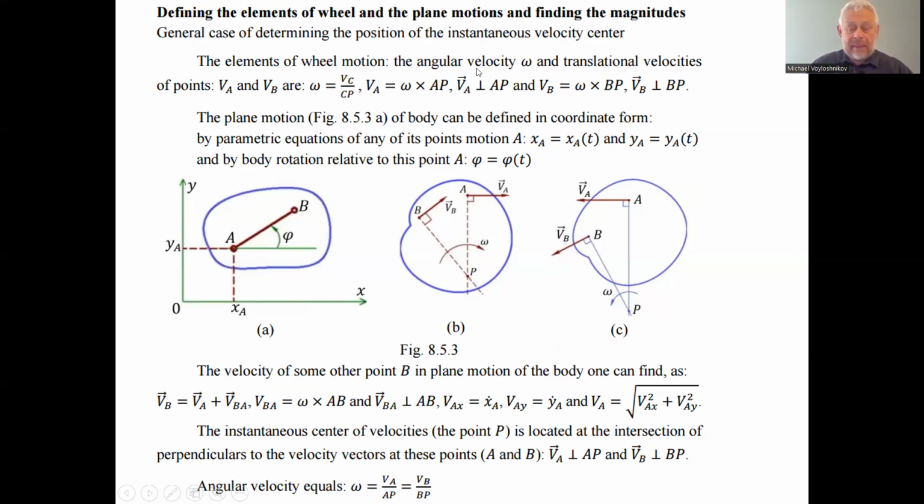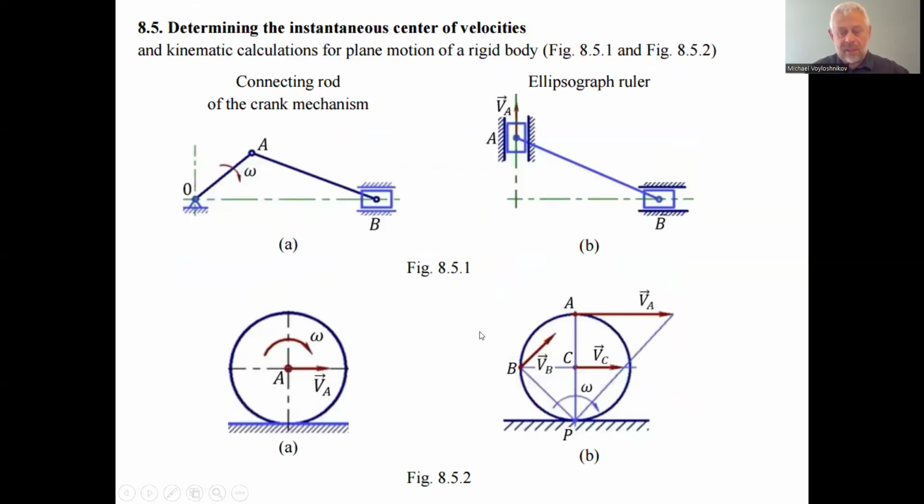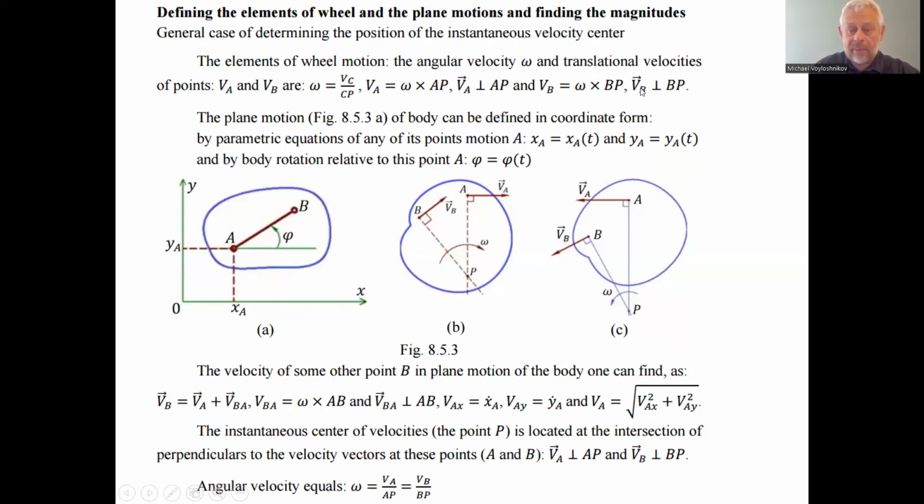And the direction of the vector VA is perpendicular to the arm AP, and VB is a point on the left here on the indicated drawing of point B. The direction of the velocity is perpendicular to the radius BP, based on the instantaneous center of the velocities.